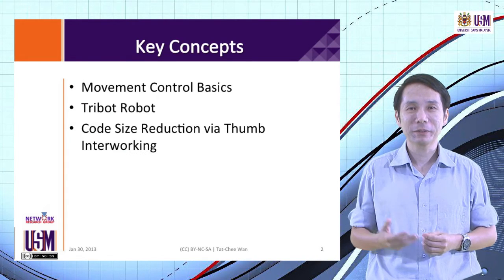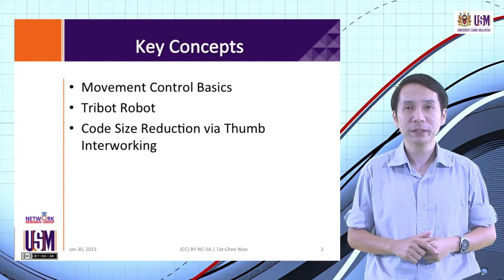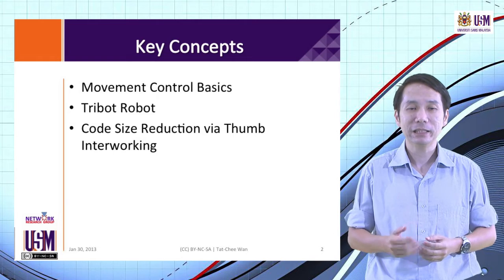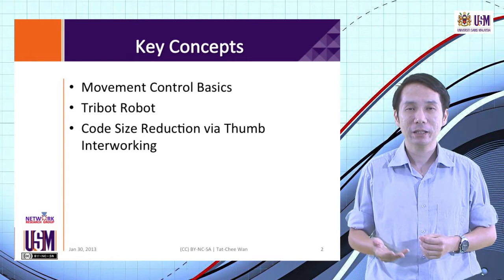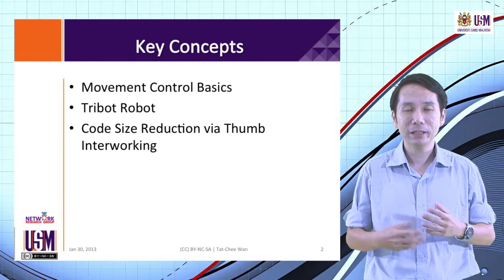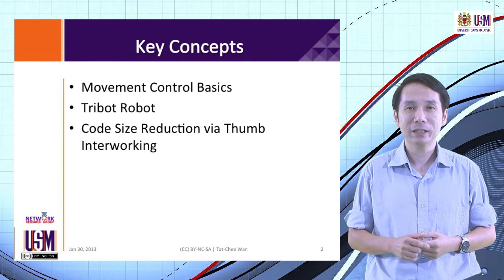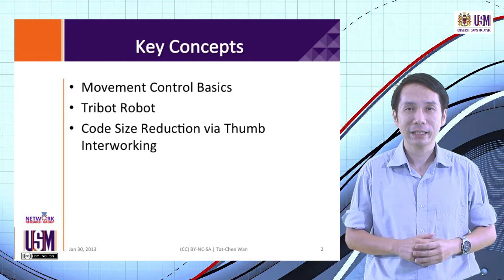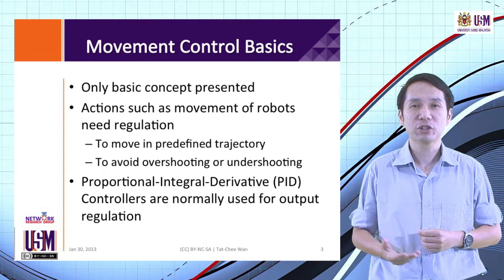Some of the key concepts we will cover in this module include movement control basics, or how we can more precisely control the movement of the robot. We will then apply this to the Tribot Robot that will be shown at the end of this presentation. And finally, we will investigate whether the use of Thumb interworking can reduce the code size of the executable program. What are the basics of movement control?